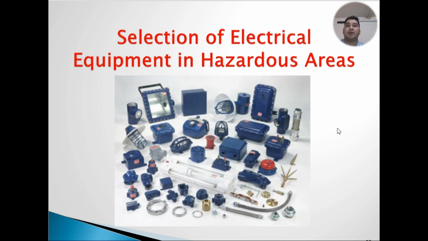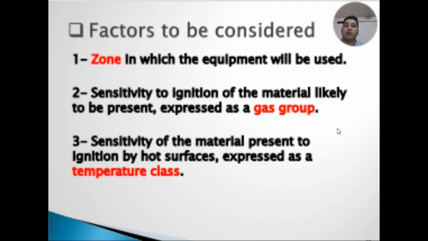Now the selection of electrical equipment in hazardous area. The most important thing is that even the electrical equipment which we are using in the hazardous area can also act as a source of ignition. So we have to make sure that the electrical equipment we use in the hazardous area is properly standardized, and that we follow the safety standards for all the electrical equipment.